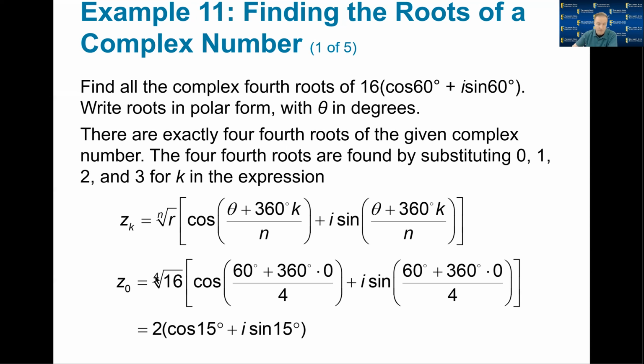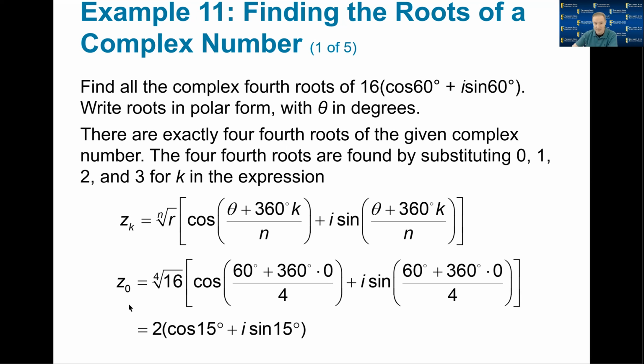Well, it's the 4th root, so that's 4 down there. And then, of course, plus i sine of that exact same angle. Now, simplify your angle. You're just going to have 60 divided by 4 here. 60 divided by 4 is going to give you an angle of 15. So when we simplify this, you can see that your first answer for the 4th root of 16 cosine 60 plus i sine 60 is 2 times the cosine of 15 plus i sine of 15.